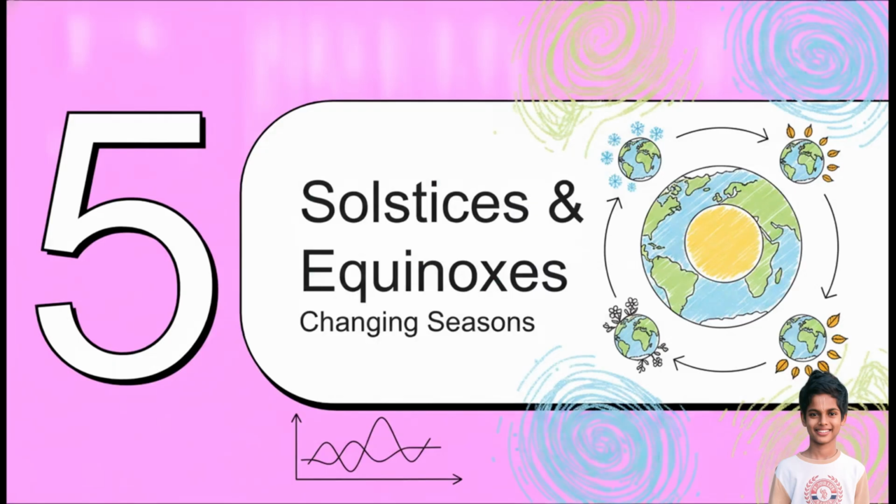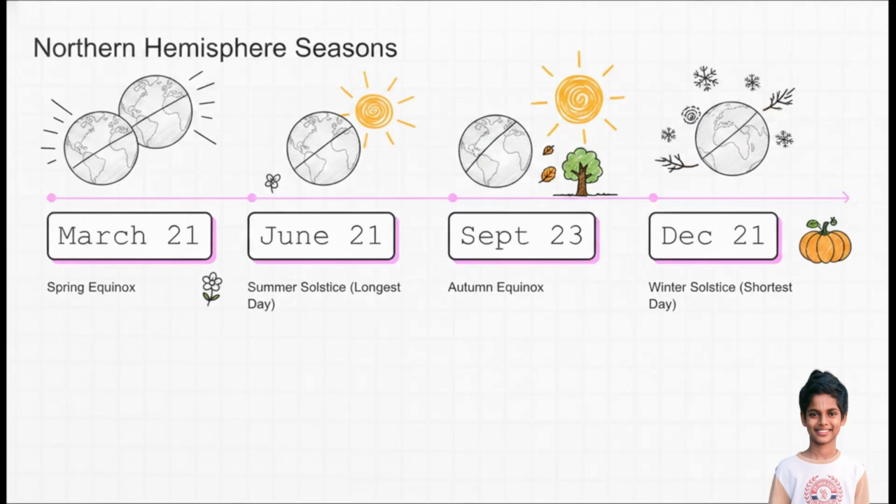Which brings us perfectly to section 5, solstices and equinoxes. Let's map out the Earth's journey over a full year. Around March 21st, the sun hits the northern and southern hemispheres equally. We call this the spring equinox for the north. Fast forward to June 21st or 22nd, the north is tilted right toward the sun. Bam! Summer solstice, the longest day of the entire year in the northern hemisphere.